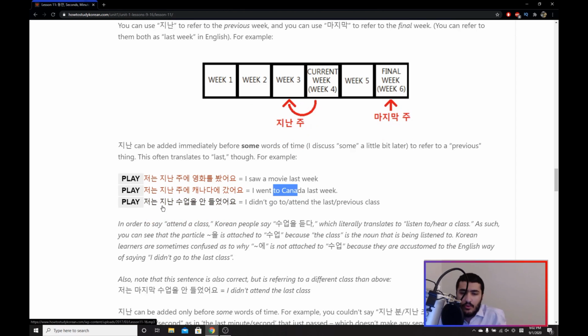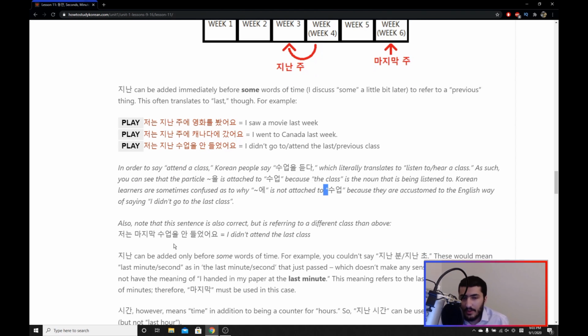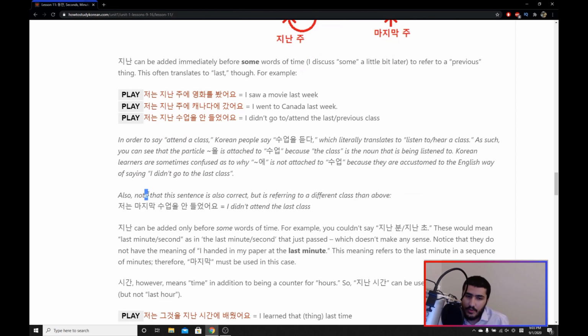So 저는 지난 수업을 안 들었어요. Here's another note. To say that you attend a class, you say 수업을 듣다, which literally means to listen or to hear a class. As such, you can see that the particle is attached to 수업 because the class is the noun that is being listened to. Korean learners are sometimes confused as to why the particle is not attached to 수업 because they're accustomed to the English way of saying I didn't go to the last class. Whereas in Korean, they would just say I didn't attend last class or I didn't listen to it or hear it.